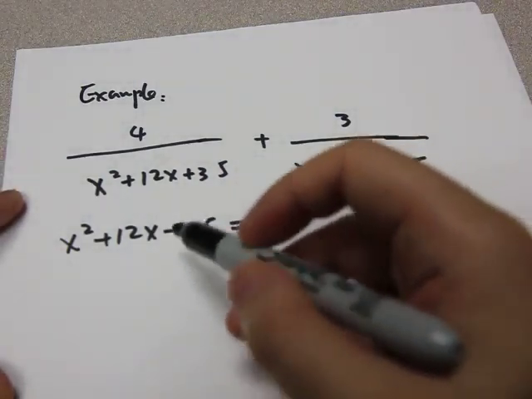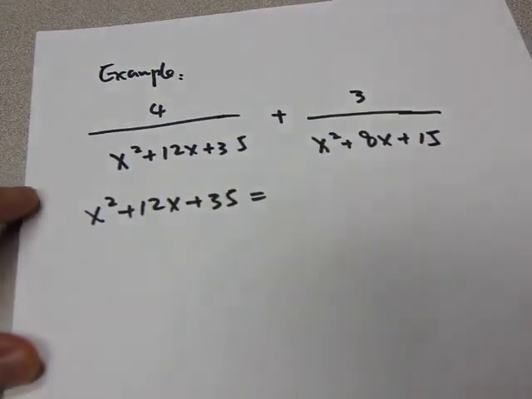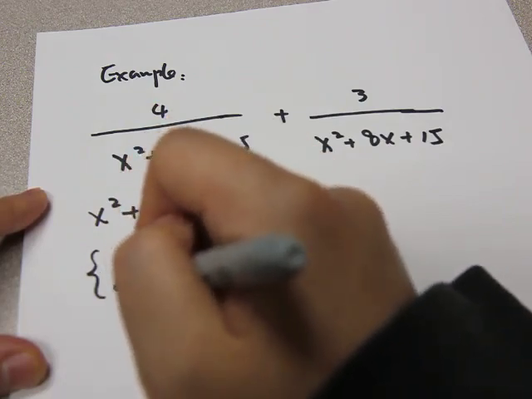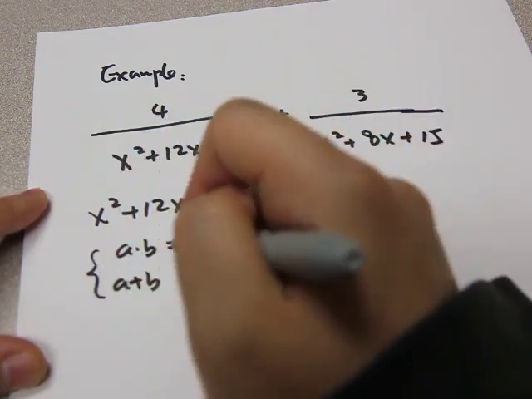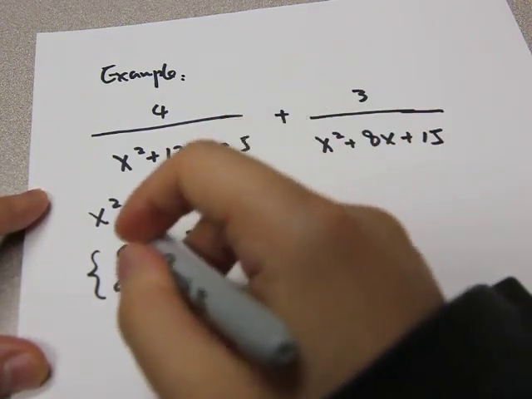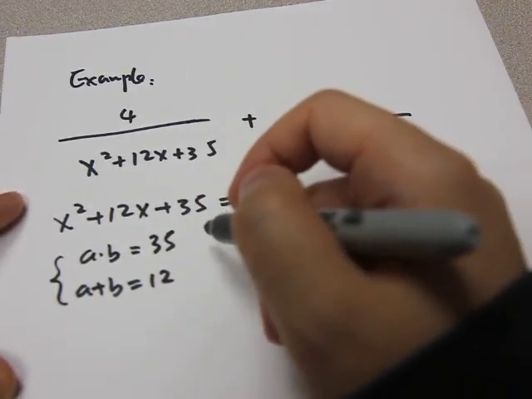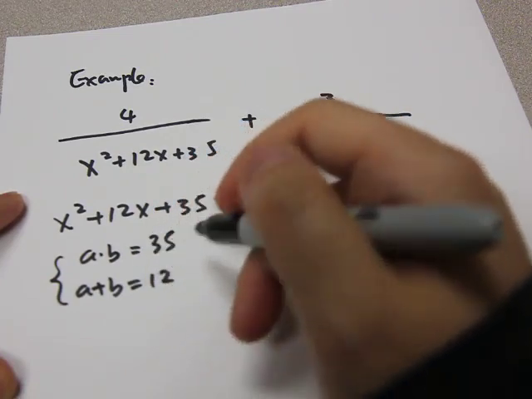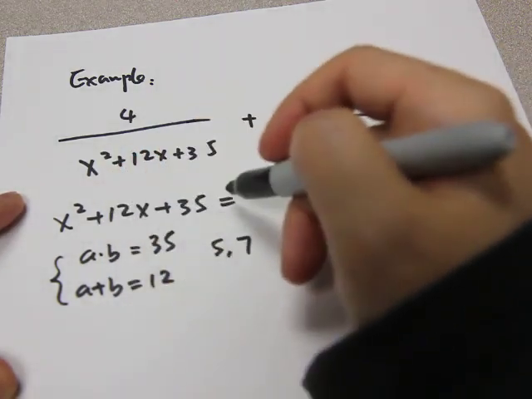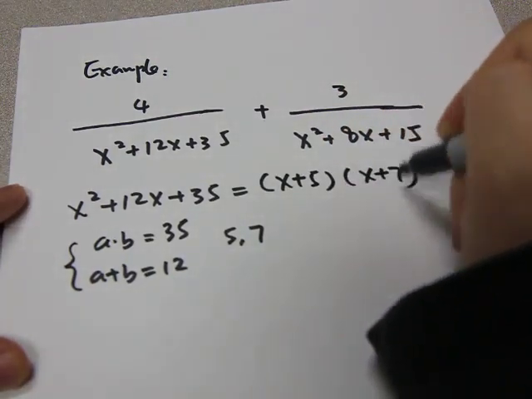And we have already introduced how to do this. So when we factor this polynomial, we're looking for two numbers a and b, such that a times b is equal to this constant 35, and a plus b has to be equal to 12. So the numbers which satisfy this condition are 5 and 7. So we can factor this polynomial into x plus 5 times x plus 7.